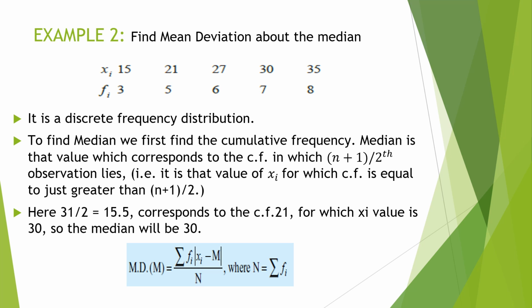In this type of data, the median is that value which corresponds to the cumulative frequency in which the (n plus 1) by 2th observation lies. That means it is the value of xi for which your cumulative frequency is equal to or just greater than (n plus 1) by 2. So first we will find the cumulative frequency, and from that we will find the median. Let us see in the chart.